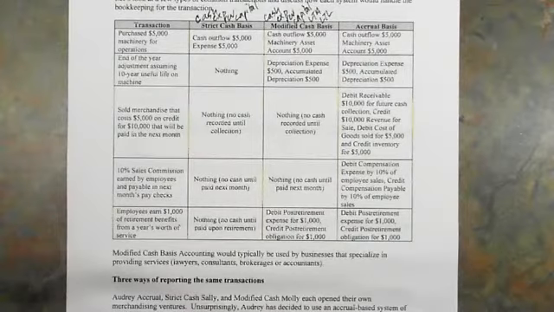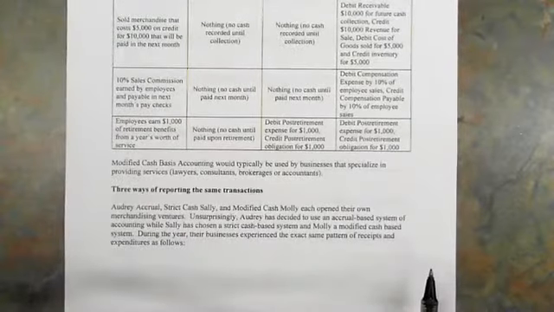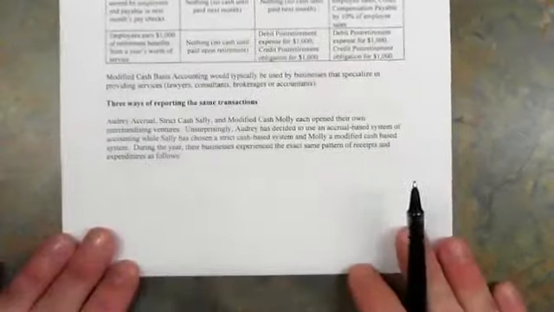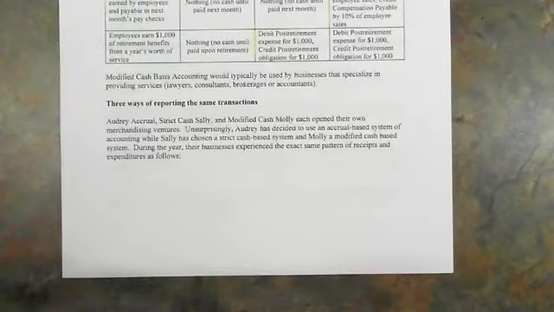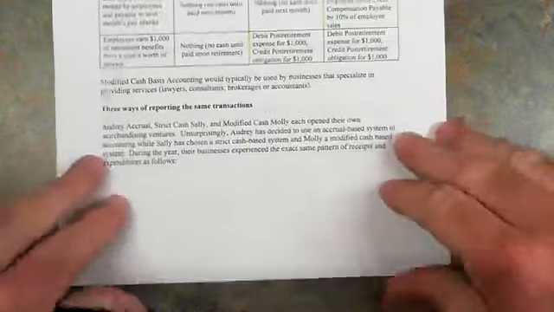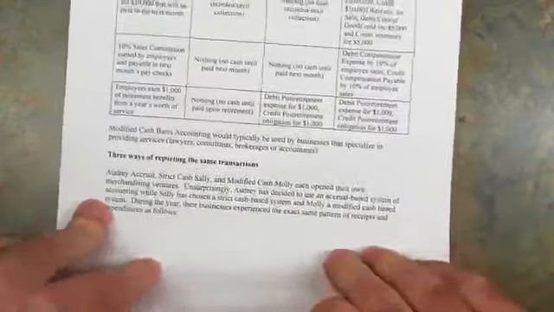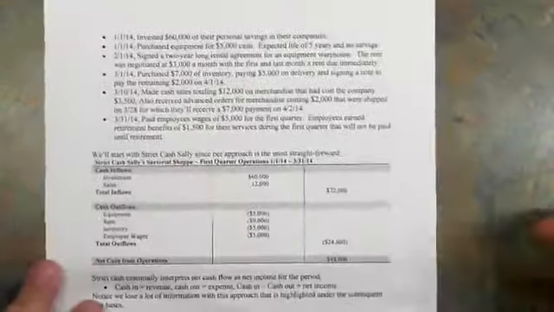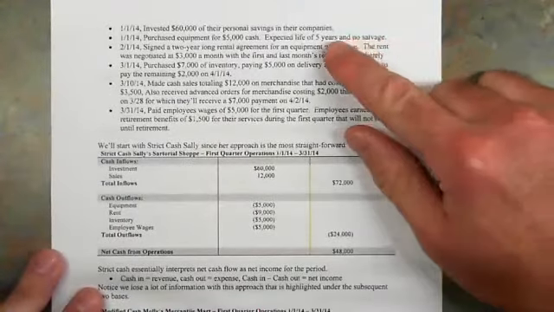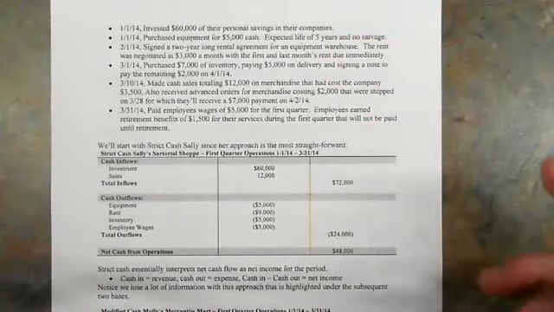So I do want to walk through an example of 3 ways of reporting the same transactions. I have Audrey accrual, strict cash Sally, and modified cash Molly. They're each opening a merchandise venture. Unsurprisingly, Audrey has decided to use an accrual basis system. Sally has chosen strict cash, and Molly is the modified lady. During the year, their businesses had the exact same transactions. Investors invested $60,000 of their personal savings in their companies.